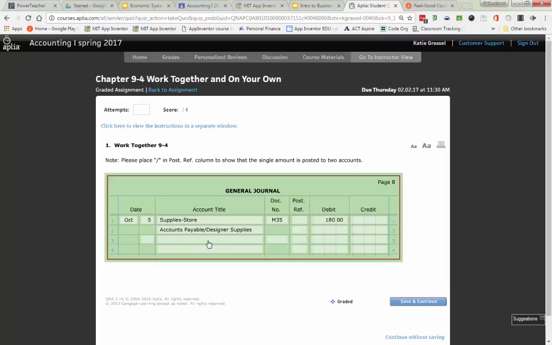So because I put accounts payable / designer supplies in the account title, I have to put a slash in my post reference. If I do not, Aplia will mark that wrong for you, and that'll be $180. I will cover that with you in an upcoming chapter when we deal with posting, why it's there. Right now, I just need you to know that you have to do it.